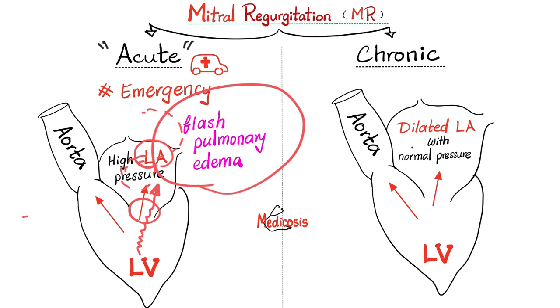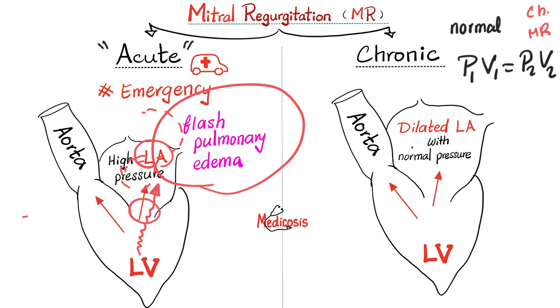sometimes even reaching normal pressure. And how is that possible? Does anyone remember Boyle's law? P1V1 equals P2V2. Let's assume that P1V1 is describing normal conditions and P2V2 is describing chronic mitral regurgitation.